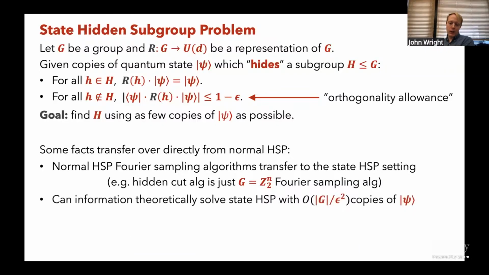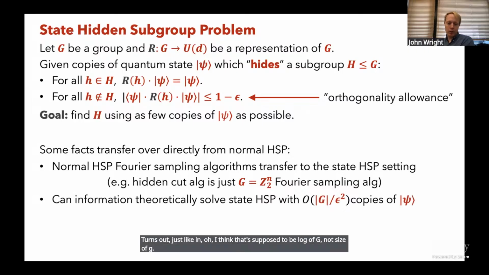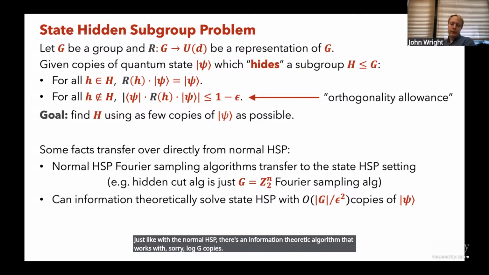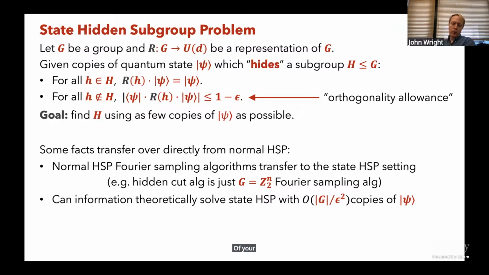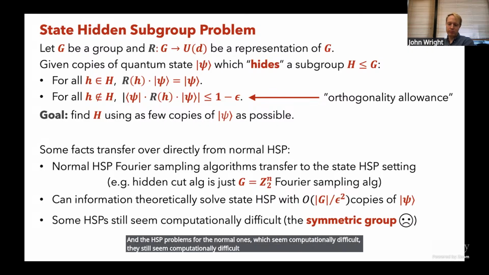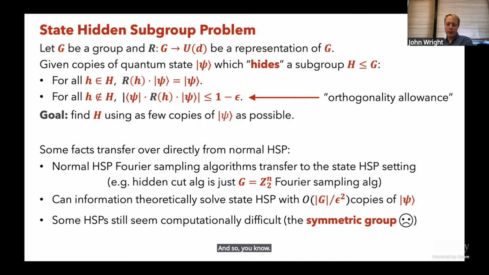Turns out, that's supposed to be log of g, not size of g. Just like with the normal HSP, there's an information theoretic algorithm that works with log g copies of your state. There's also a similar one that works for the state HSP. And the HSP problems for the normal ones, which seem computationally difficult, still seem computationally difficult in the state version. So it's a bummer if you're a fan of the symmetric group. It also doesn't seem to work here.